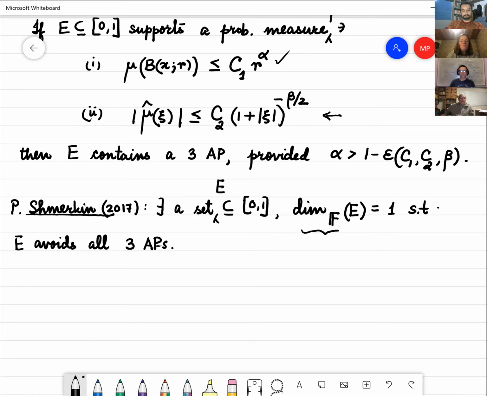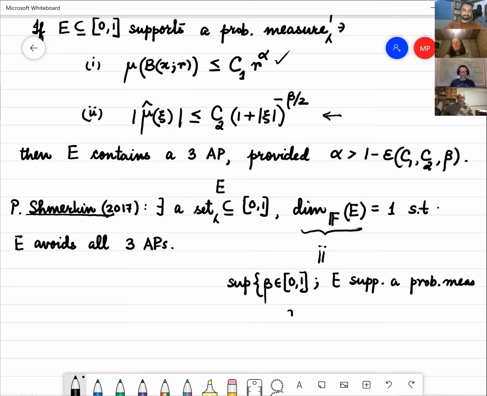So just to remind you, if E is a Borel set, the definition of the Fourier dimension of a set is that it's the supremum of all exponents beta, and this is between 0 and 1 because E is on the real line, such that E supports a probability measure nu, such that nu hat has a certain rate of decay at infinity.